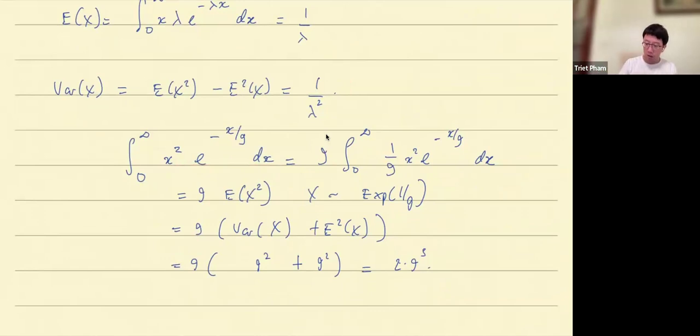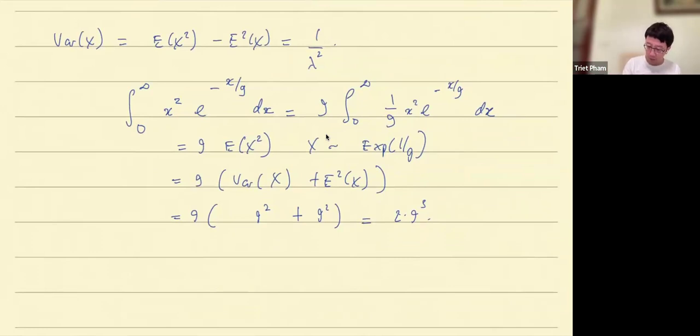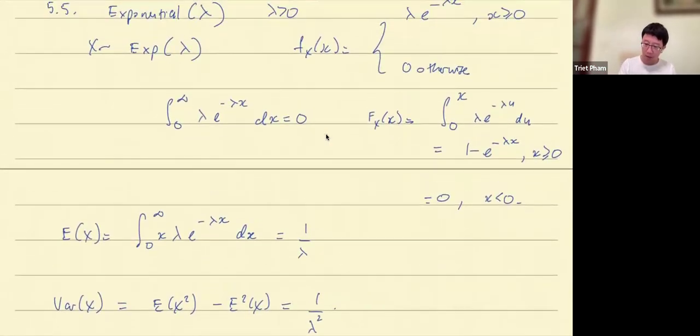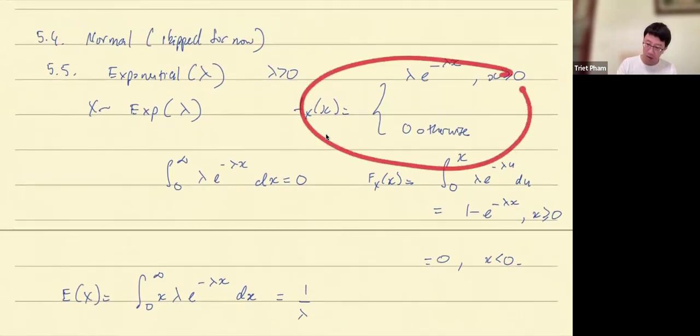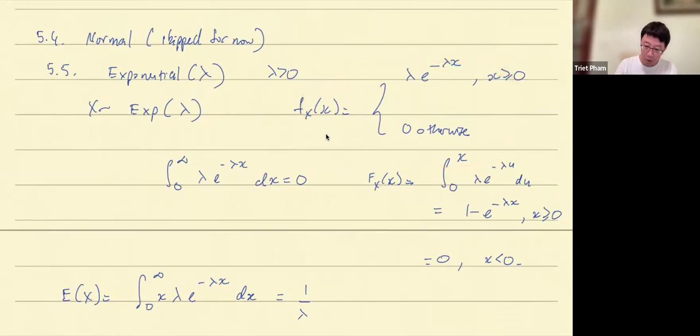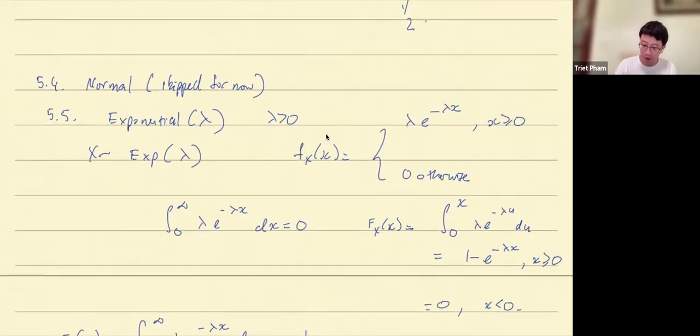The second theme I want to tell you is a minor thing, but it could be annoying: you want to pay attention to these two guys. What do I mean by this? Notice we define exponential lambda as this, but you will find textbooks defining exponential lambda as 1 over lambda e to the minus 1 over lambda x.